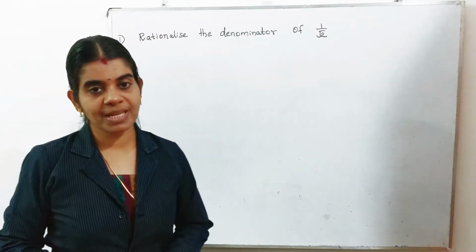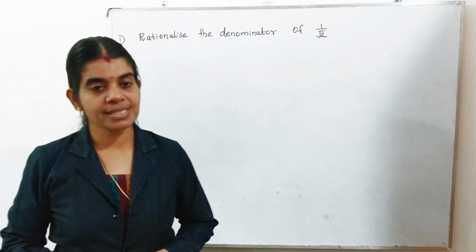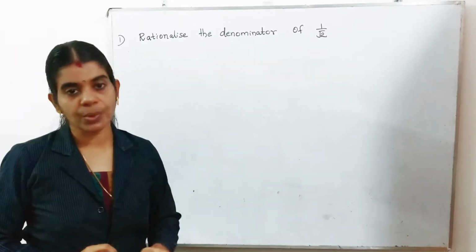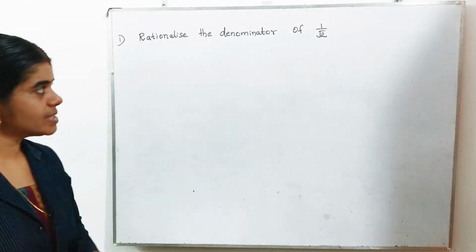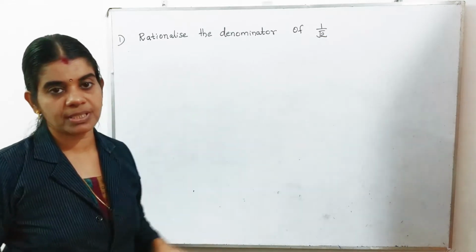We are continuing the same lesson, number system. It's one important topic we are discussing today, that is rationalize the denominator of 1 by root 2. Then what is meant by rationalize? Then what is the denominator here? Root 2. 1 by root 2. Root 2 is the denominator.